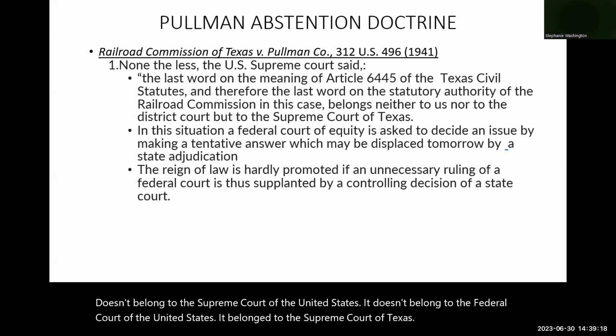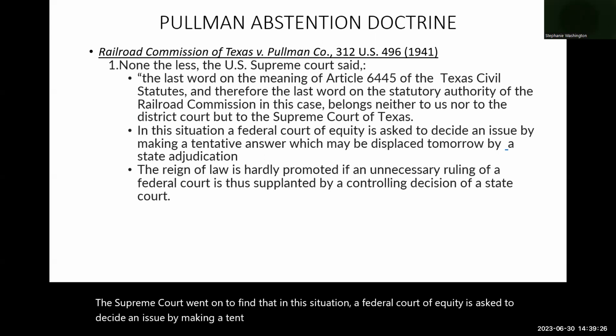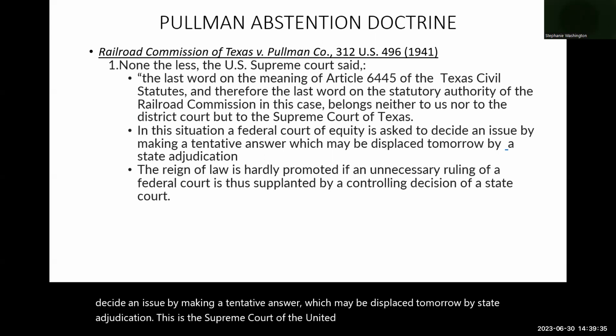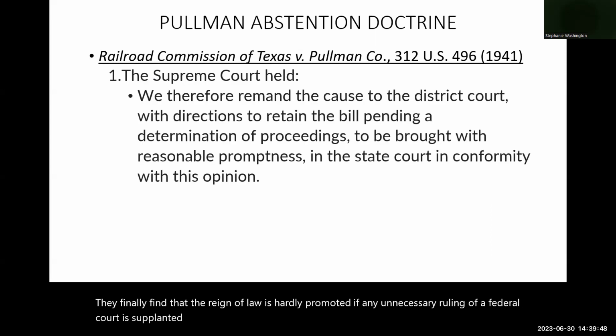The Supreme Court went on to find that in this situation, a federal court of equity is asked to decide an issue by making a tentative answer, which may be displaced tomorrow by state adjudication. This is the Supreme Court of the United States talking. They finally find that the reign of law is hardly promoted if any unnecessary ruling of a federal court is supplanted by the controlling decision of a state court.